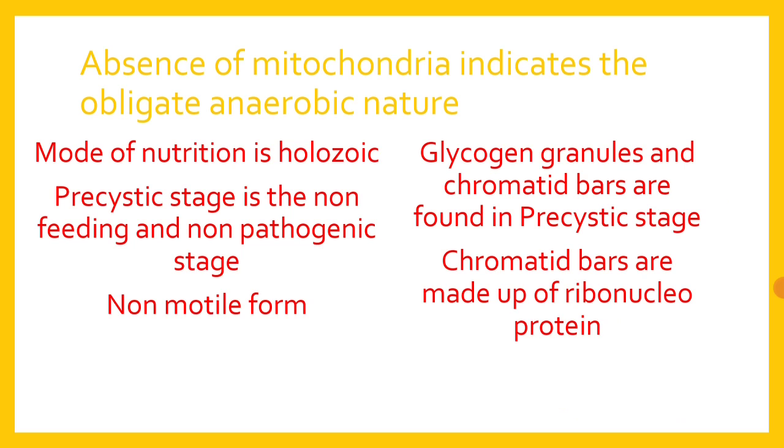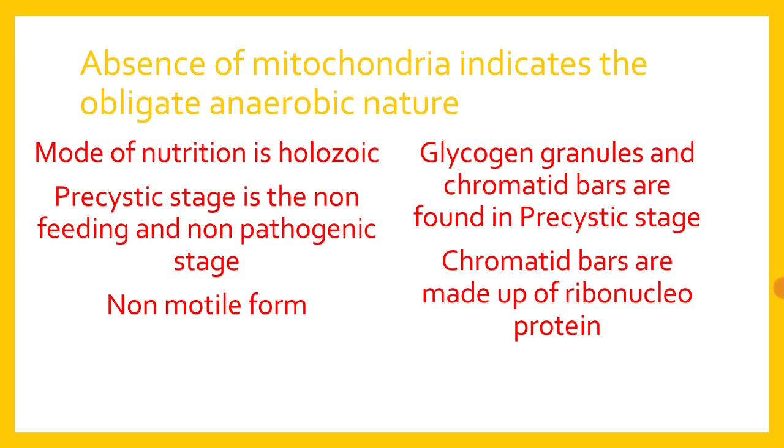The reason is that Entamoeba histolytica is present in the intestine, where the probability of getting oxygen is very remote and very rare. So it has to perform an anaerobic mode of respiration. As a result, there are no mitochondria in Entamoeba histolytica. The absence of mitochondria clearly confirms the obligate anaerobic nature of this particular parasite.